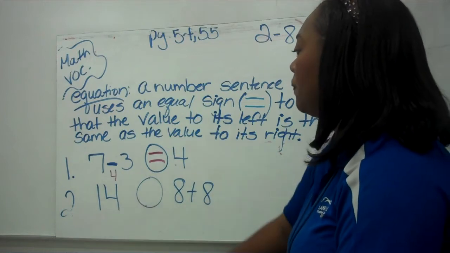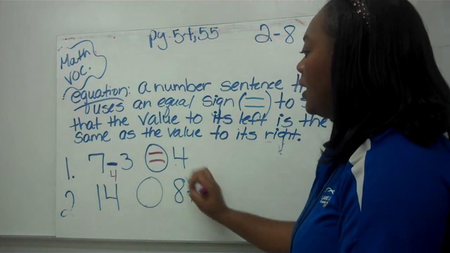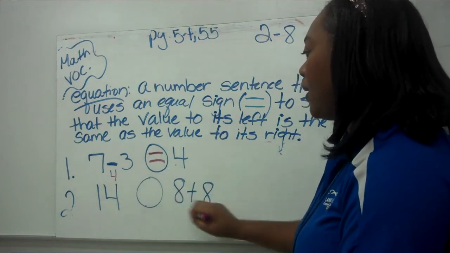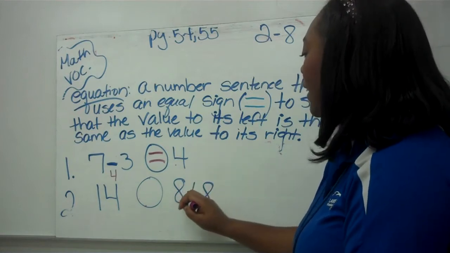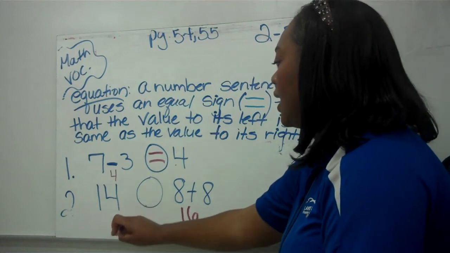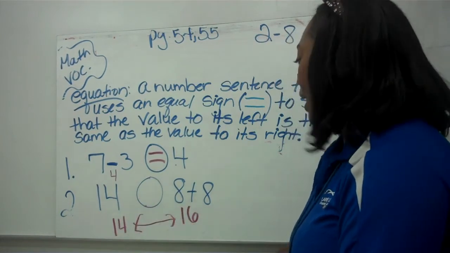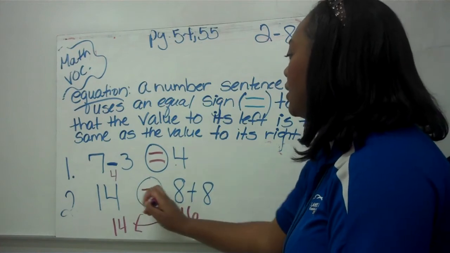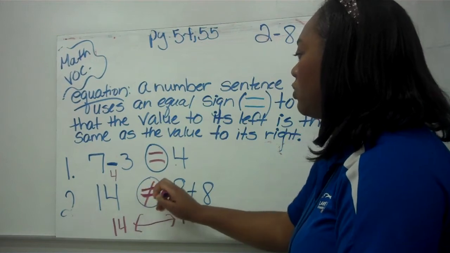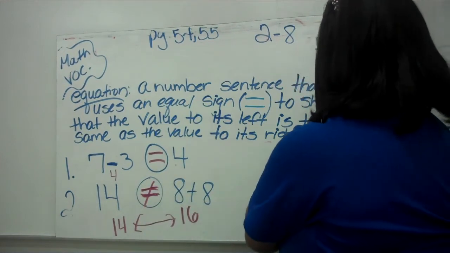Now let's look at number 2. We've got 14 over here, and they want to know if this side is equal to this side. The first thing we're going to have to do is solve this equation to see if it's equal. Now 8 plus 8, we know, is 16. Is 16 the same as 14? It is not the same. We know 16 is greater. So this is not equal. This is the symbol we use for not equal. We draw an equal sign with a line through it to show that they are not equal.